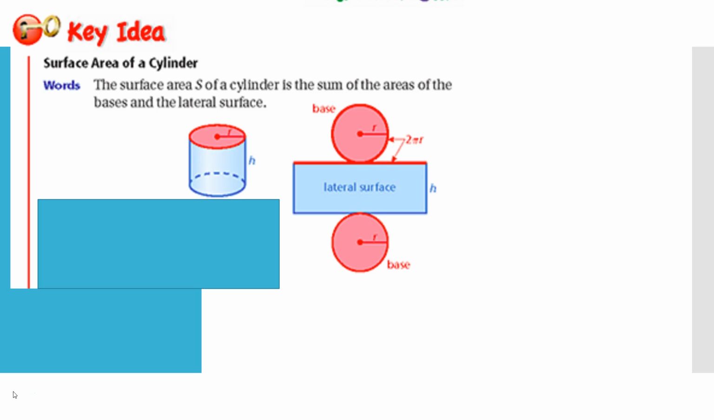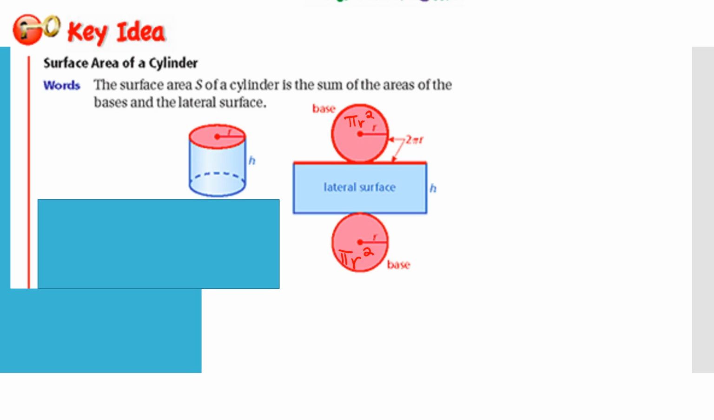Looking at the key idea, the surface area S, or SA as we usually call it, of a cylinder is the sum of the areas of the bases and the lateral surface. Now when we look at the bases, each base is a circle, and we know how to find the area of a circle. Inside each circle, I want you to write pi r squared, because that would be the area of each of those two circles, pi r squared.